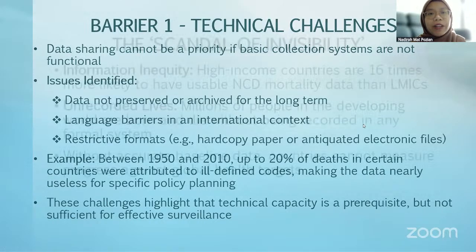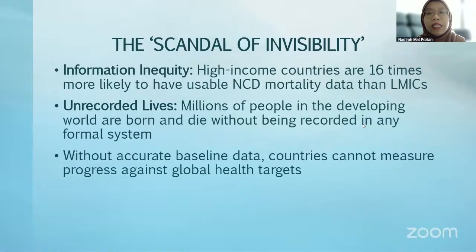So the second barrier is about the scandal of invisibility. High-income countries are 16 times more likely to have usable NCD mortality data than LMICs. And millions of people in the developing world are born and die without being recorded in any formal system. Without accurate baseline data, countries cannot measure progress against global health targets.